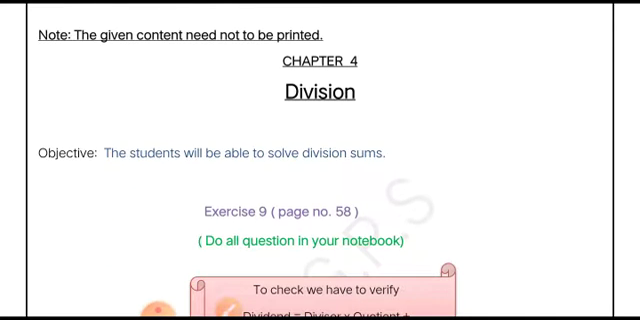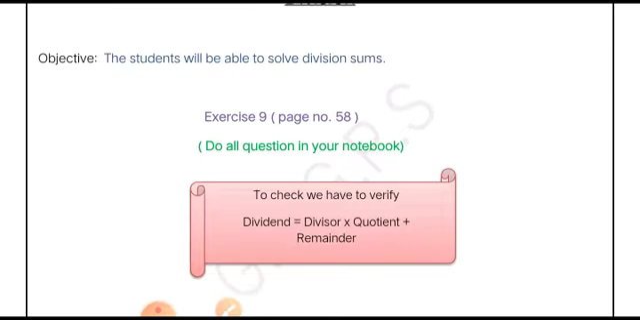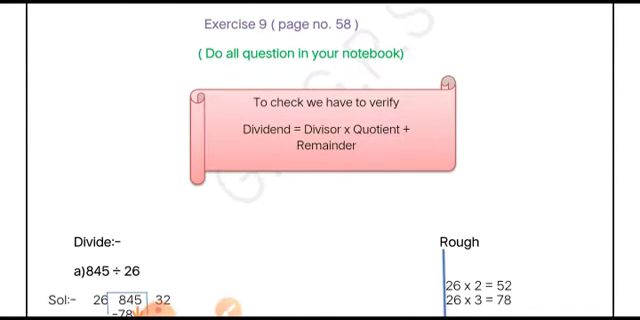Dear kids, today we are going to solve exercise 9, that's on page 58, and all the questions are to be done on the notebook. This exercise is also based on the formula that is written here. Dividend is equal to divisor into quotient plus remainder. This is the formula that we use for the verification of the division.